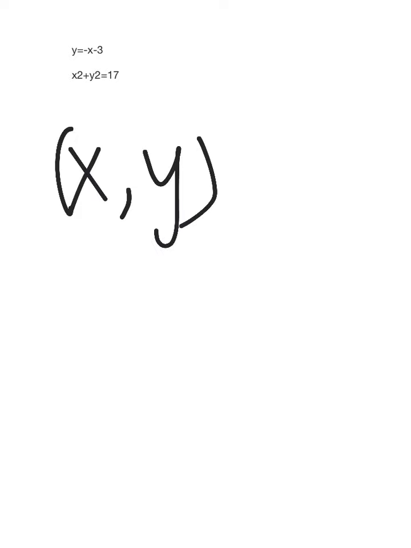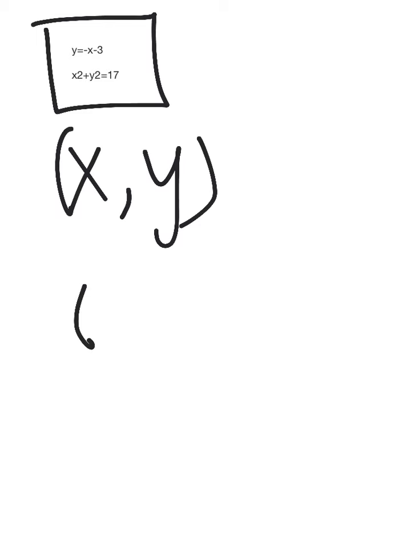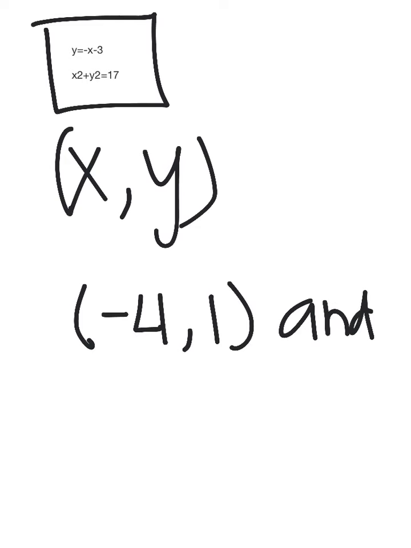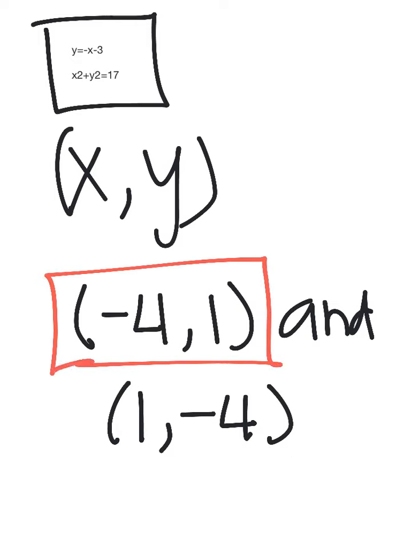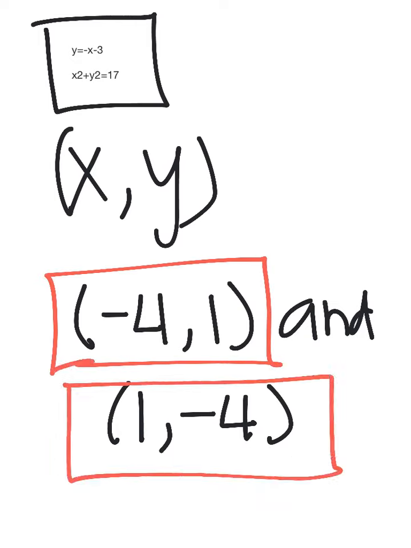So our final answer would be that x, comma y are the intersection points. Then the intersection points of this following example would be negative 4, comma 1, and 1, comma negative 4. These are the answers. And there you have it, the system of equations for one circle and one line.